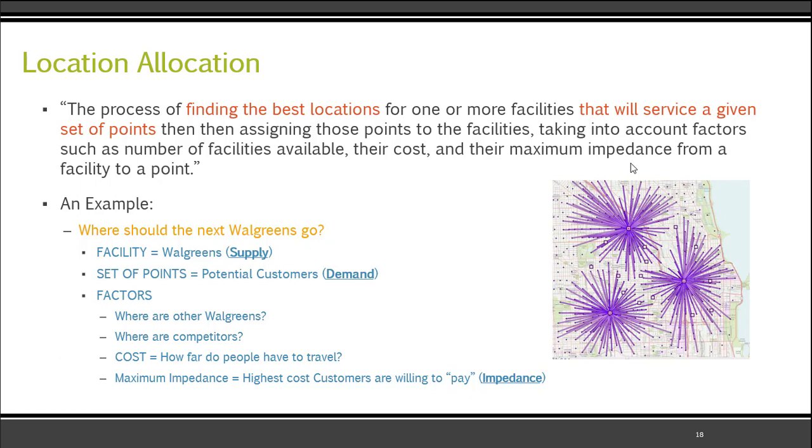So notice that there are points in here that have not been allocated. That's because they're outside of that impedance or that potential travel time to that location. So one thing that communities use a location allocation analysis for is when it comes to duplicated emergency services.